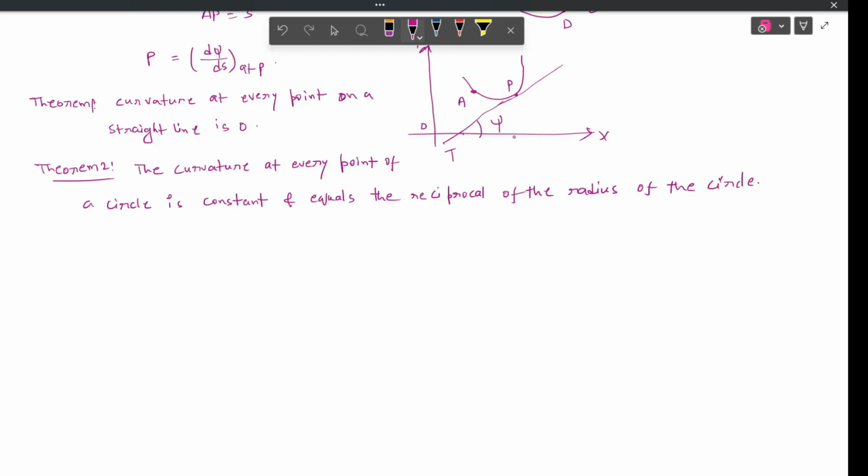So let us see one example. Let us say gamma is a circle with radius 4. Then we can say that at every point of this circle, the curvature will be 1 by 4. This is the curvature according to this theorem.